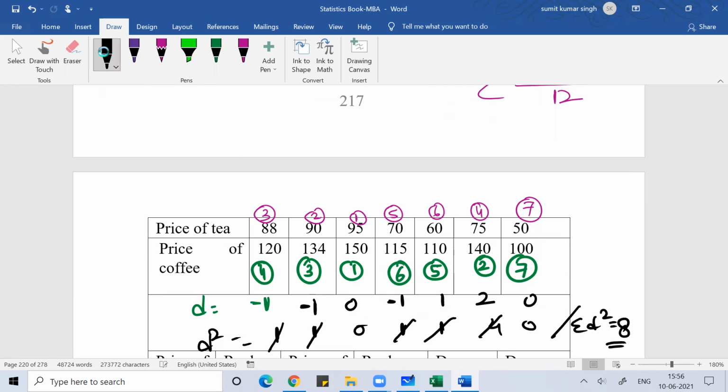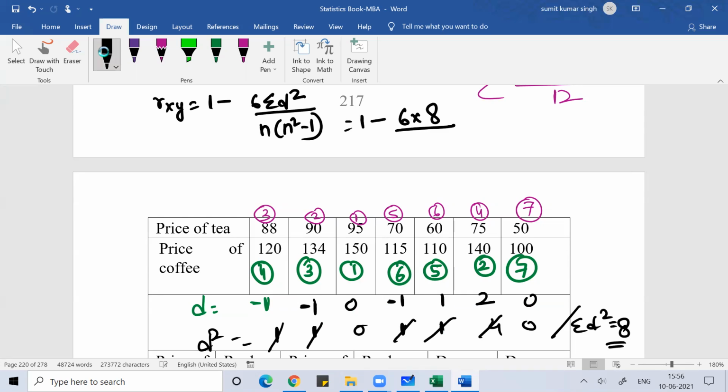You see, nothing is repeated. D square sum is 8. So your R value will be 1 minus 6 sum of d square by n into n square minus 1. Here there's no repetition, so the adjustment factor will be 0 only. So this is 1 minus 6 into 8, and n is 7. 7 into 7 square minus 1, that is 1 minus 48 divided by 7 into 48, which is 6 by 7.